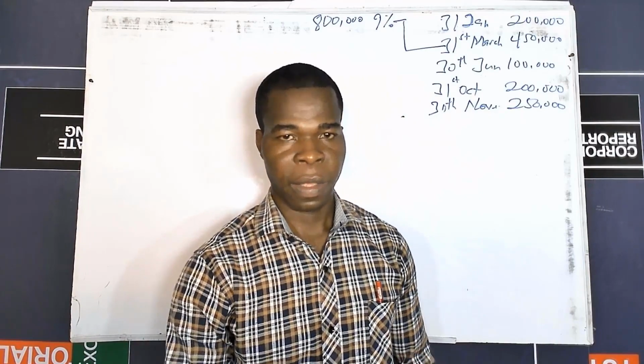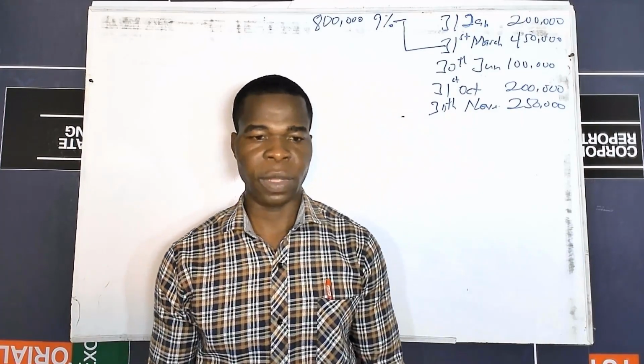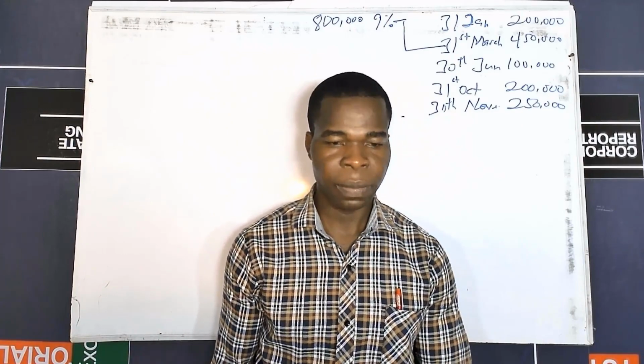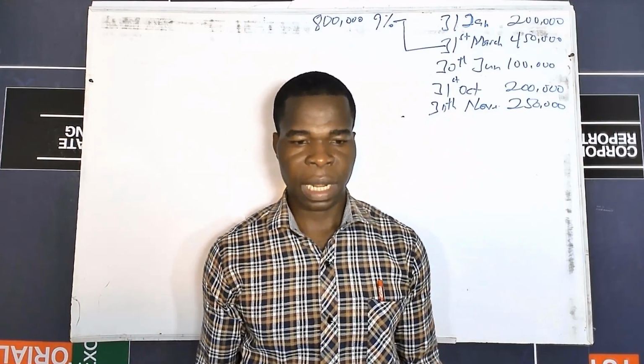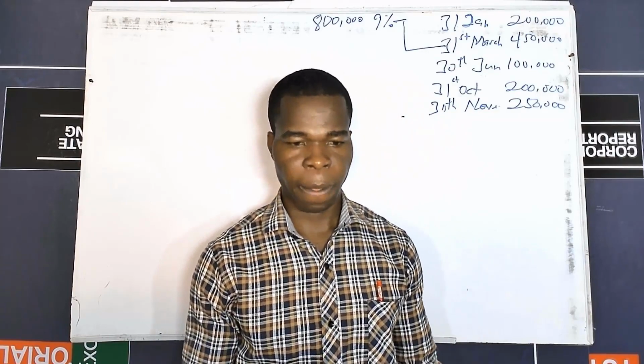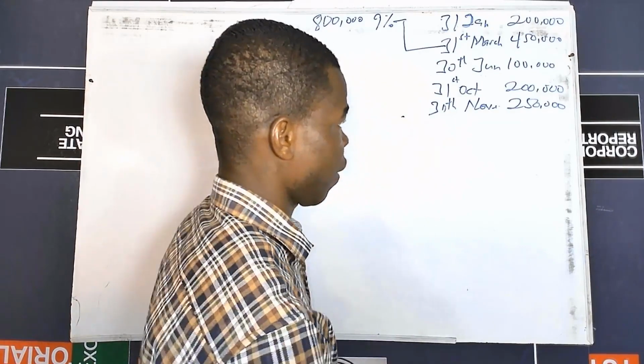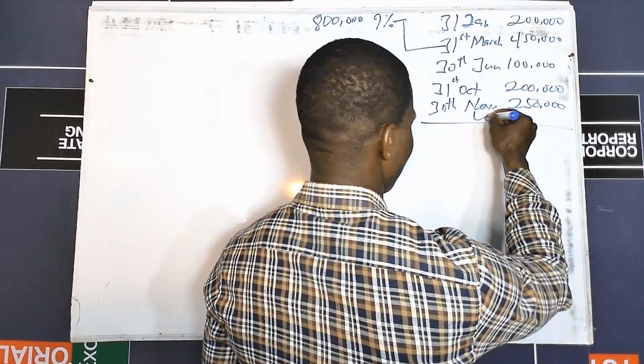Now let's look at the funds available to us as at that date. They said we have the medium-term loan of 800,000. We have the bank overdraft of 750, and we also have the 10%. So here we have the other loans available to us.